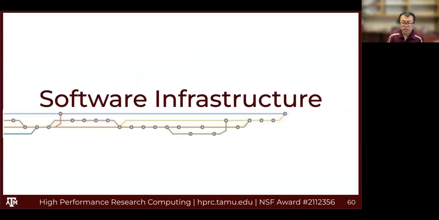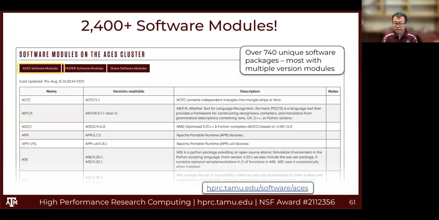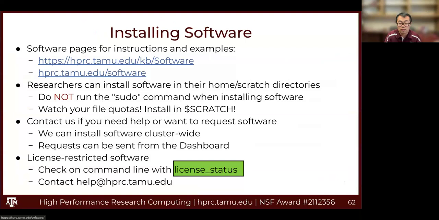Next is about the software infrastructure. We manage many different types of software on our ACES computing cluster. We have about 2,400 software modules, so you can imagine that's a large number, right? Our system administrators are responsible for installing the software as modules on our cluster. If you want to install some software, you can contact us. Or if you have experience with virtual environments, you can also install software or libraries into your virtual environment.